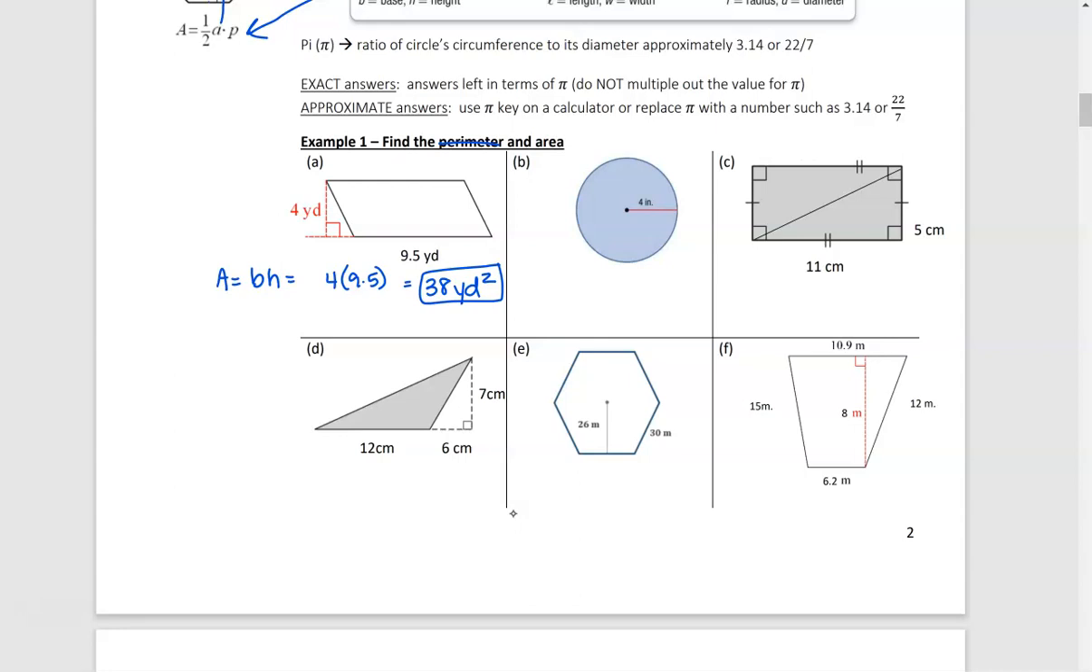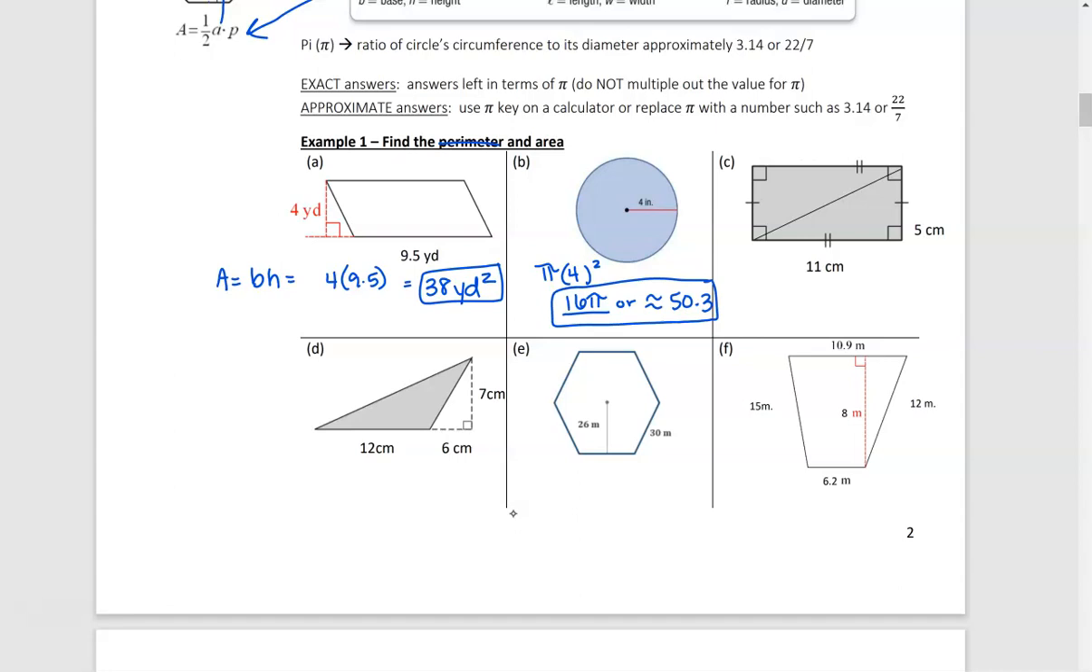Letter B here is going to be a circle, so it's going to be pi r squared. And our radius is 4. So 4 squared is 16. So 16 pi is your exact answer. Or we could have approximately, and take 16 times pi in our calculator to get 50.3. And it will usually specify which one it wants.